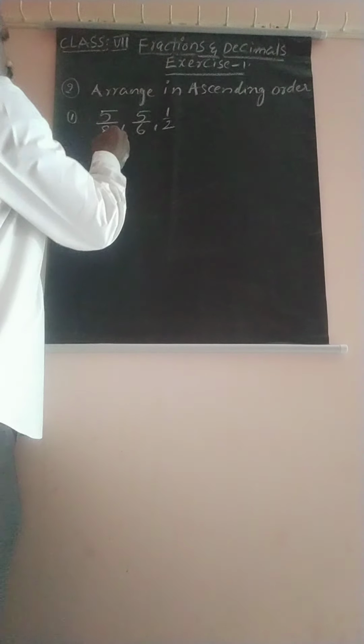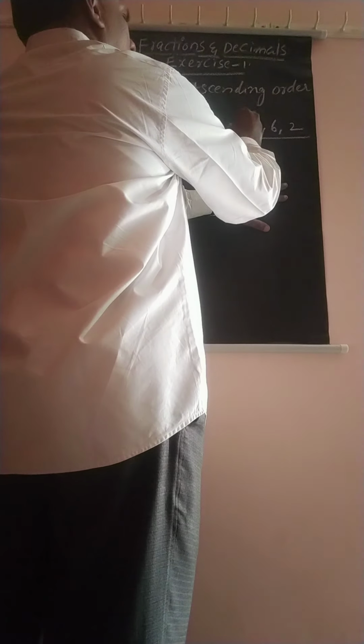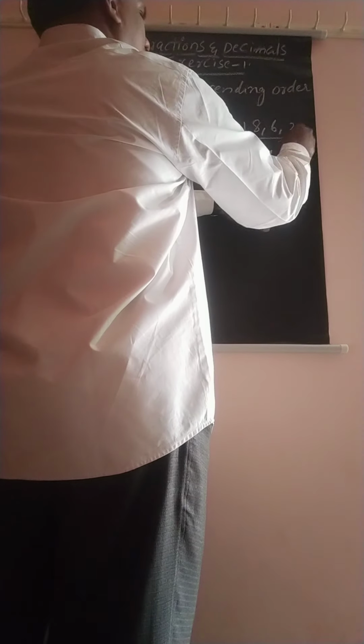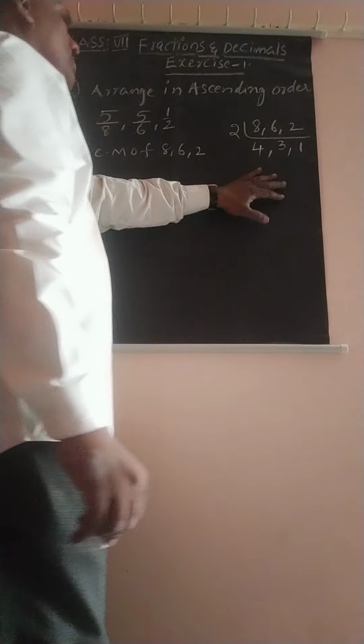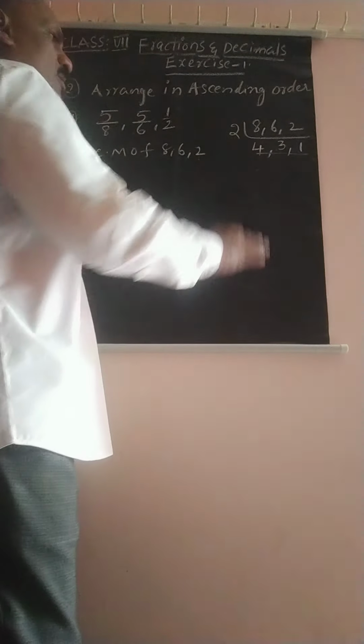Now, how can you arrange? First, find the LCM of 8, 6, 2. What is the LCM of 8, 6, 2? All three numbers go in the 2 table. 2 4s are 8, 2 3s are 6, 2 1s are 2. Now see children, 4, 3, 1. Again, no two numbers go in any table, so the LCM will stop there.